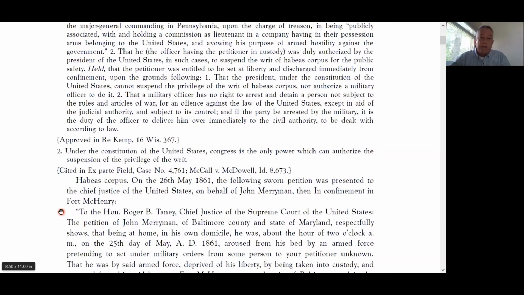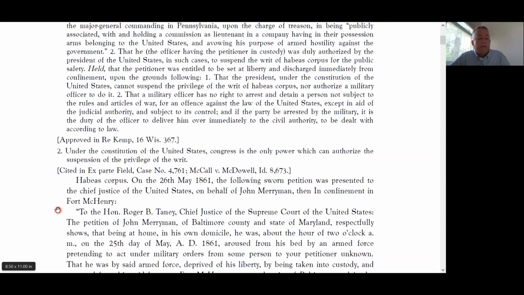And then justices will travel back to the United States Supreme Court in the nation's capital and resume their duties as justices. So, the way this case comes up, Mr. Merryman is imprisoned in Fort McHenry outside of Baltimore. His lawyer files a writ of habeas corpus with the federal court system.